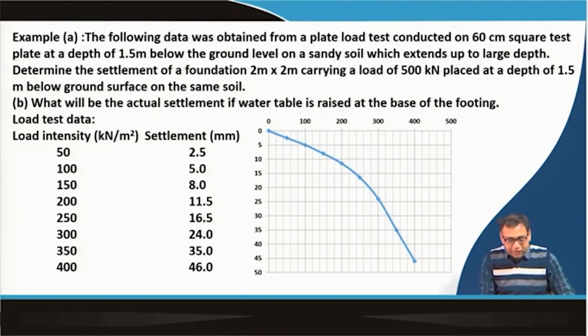So, determine the settlement of a foundation 2 by 2 meter carrying a load of 500 kilonewton placed at a depth of 1.5 meter below ground surface on the same soil. The depth of foundation and the depth of plate are both the same, but in one case the plate size is 60 centimeter, and the actual real foundation size is 2 by 2 meter square, and we have to determine the settlement of the real foundation if the foundation is subjected to a load of 500 kilonewton.